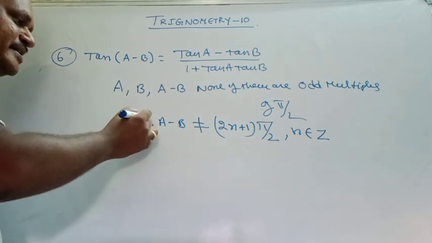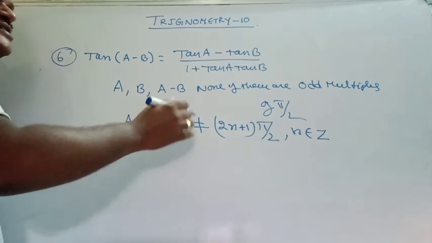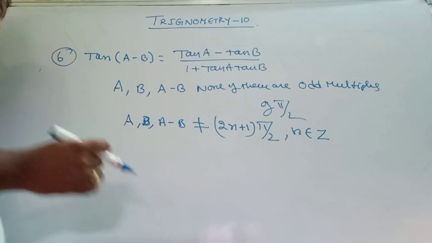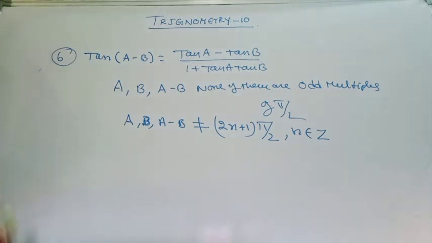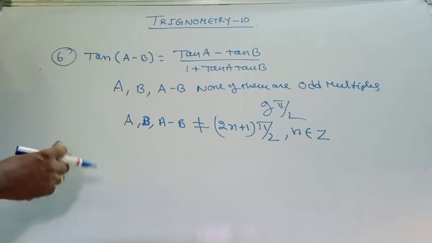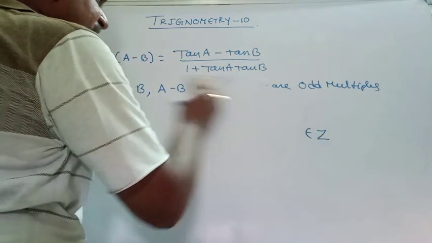A, B, and here A minus B are not odd multiples of 90 degrees. If they are odd multiples of 90 degrees, tan will become undefined. For an undefined thing, you cannot get the formula, infinitely. That's why these conditions are true. Now, how are we going to prove this under these conditions?